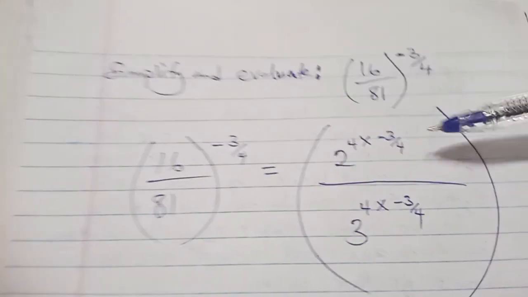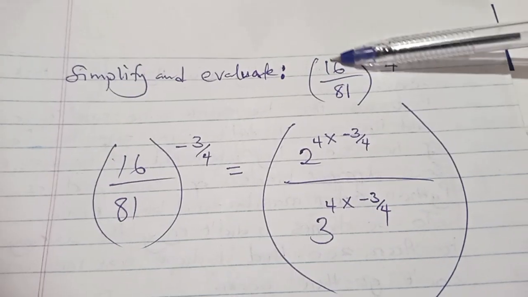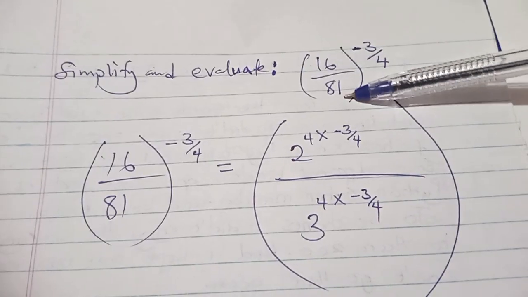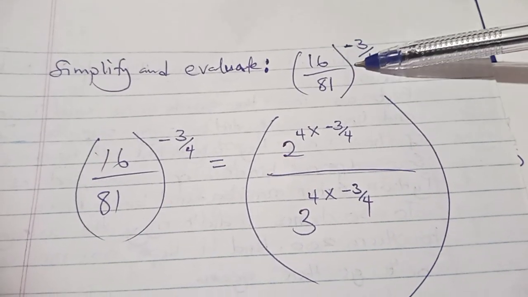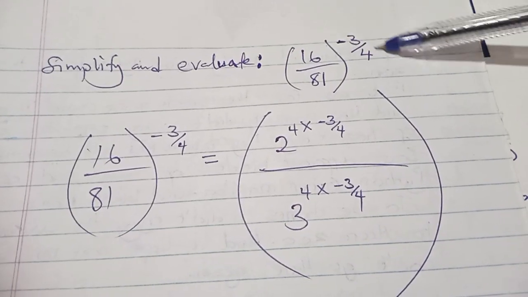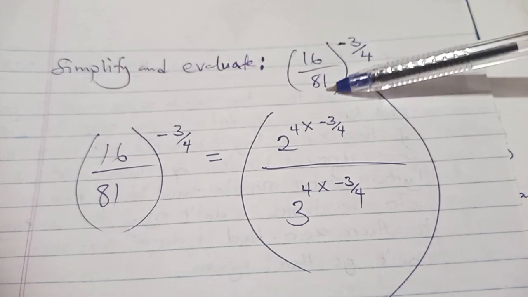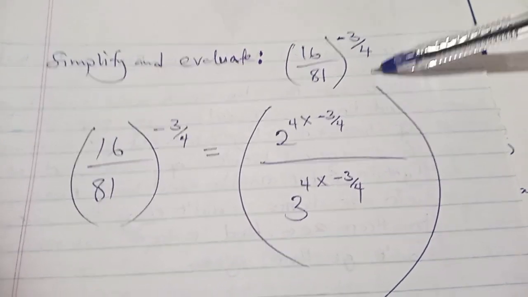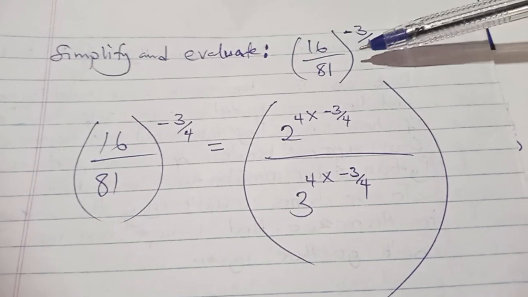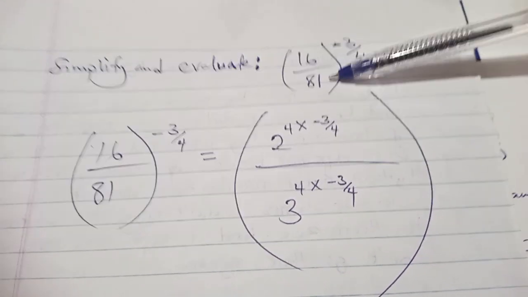Now, when you look at this problem, we have 16 over 81 all in brackets, to the power negative 3 over 4. This is what we are going to solve. We are going to look at how to simplify this problem.